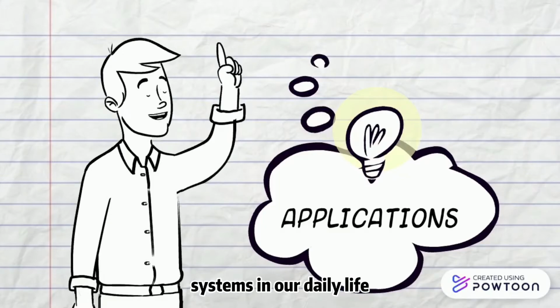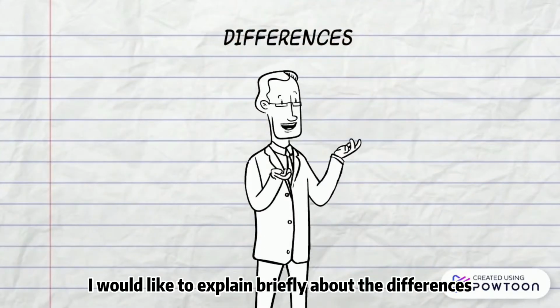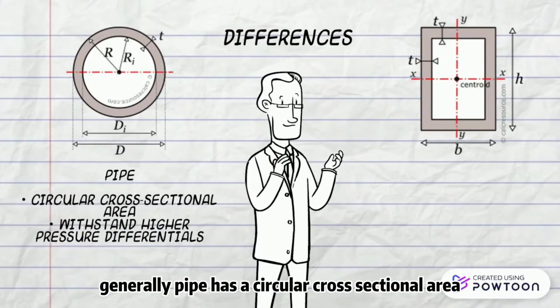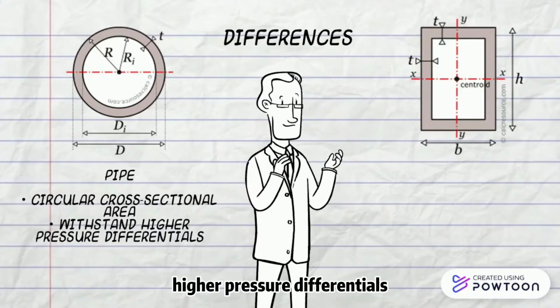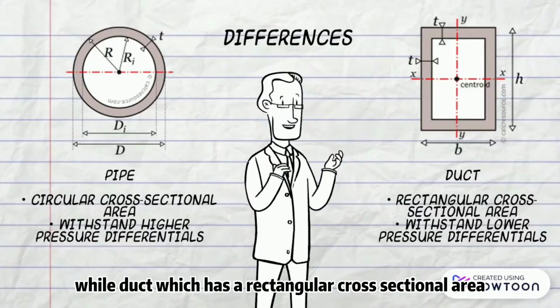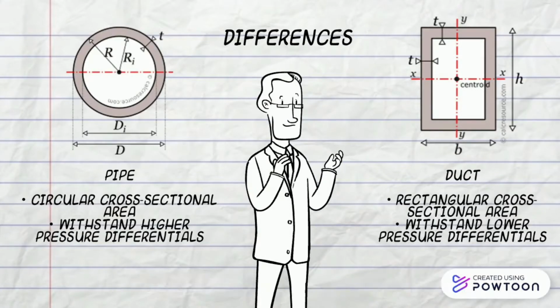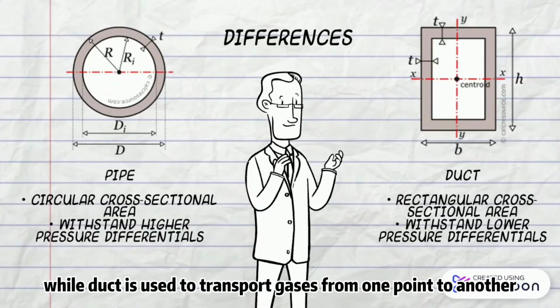In this section, I will be explaining the applications of pipe and duct systems in our daily life. Before moving on to the applications, I would like to explain briefly about the differences between pipe and duct. Generally, pipe has a circular cross-sectional area, which allows it to withstand higher pressure differentials, while duct, which has a rectangular cross-sectional area, is only able to withstand lower pressure differentials. So usually, pipe will be used to transport fluid, while duct is used to transport gases from one point to another.